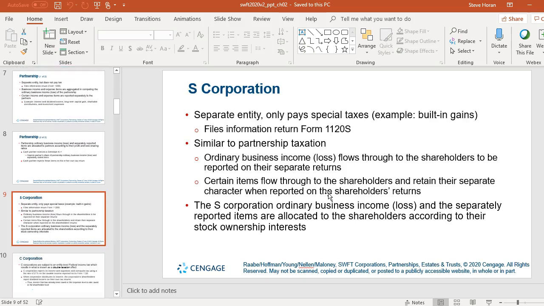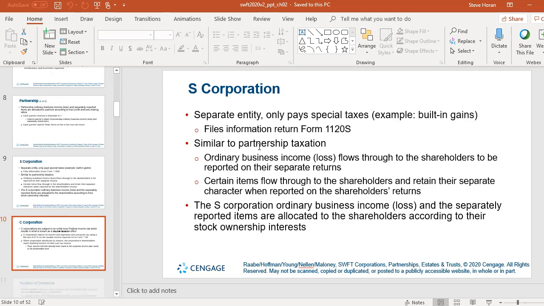Okay, then S corporations. I worked for an S corp. It's a corporation, but it's closely held. So it's a separate entity. It only pays special kinds of taxes. So most of it is a pass-through. So they file a Form 1120S, and the S just means a subchapter S corporation. It's very similar to partnership taxation. You have to separately identify certain items and so on. But the S corp gives you some of the benefits of the corporate form, which we'll talk about in just a little bit. But it's still kind of like a partnership. So it's kind of a hybrid between a partnership and a full corporation.